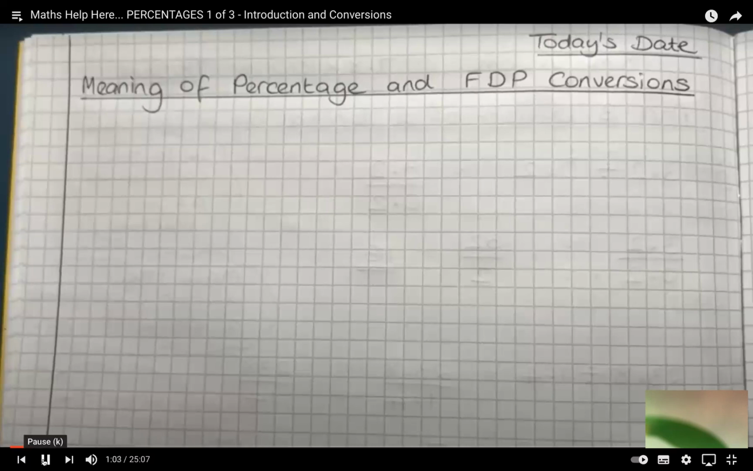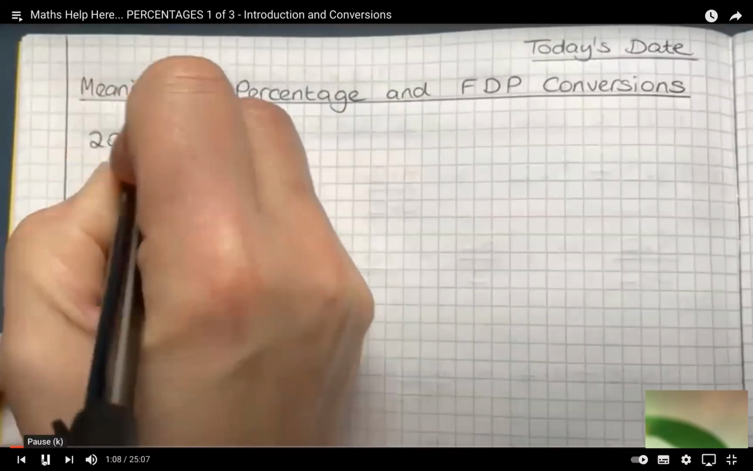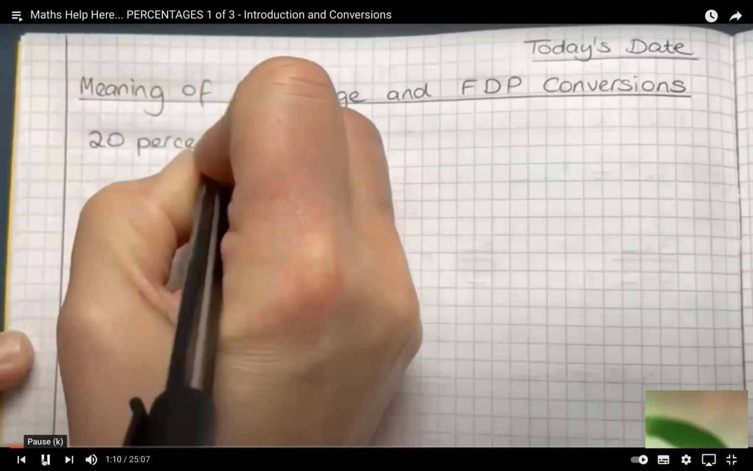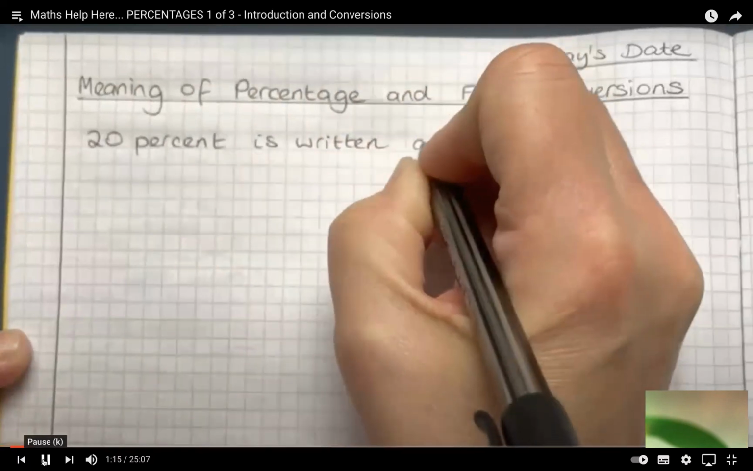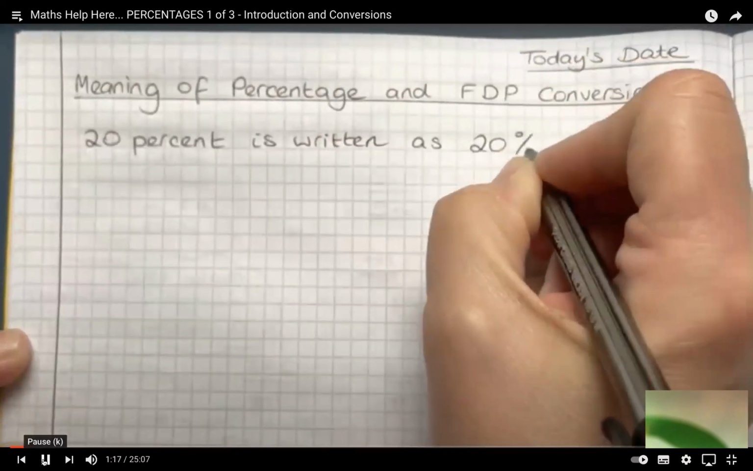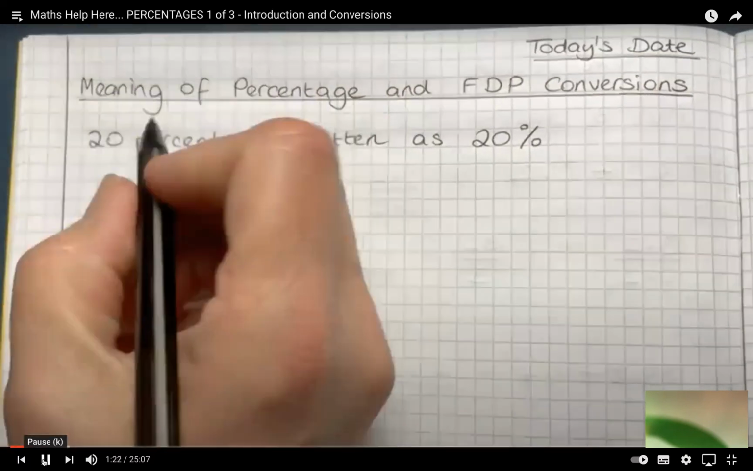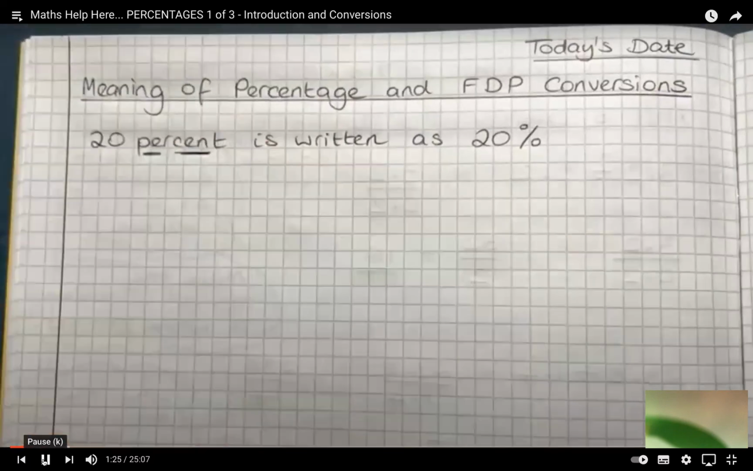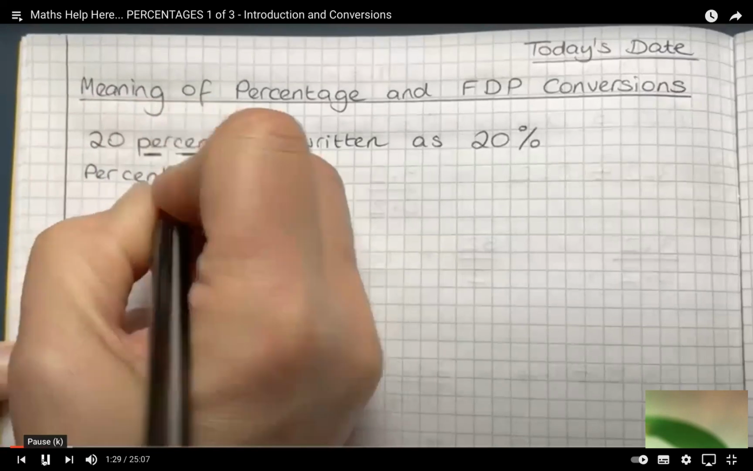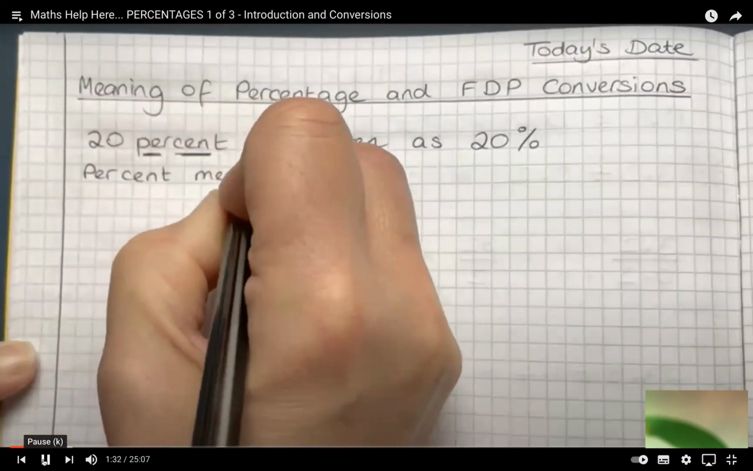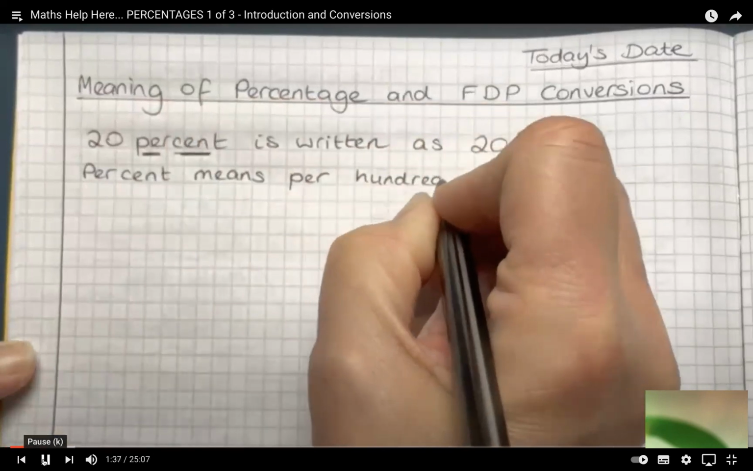Firstly, let's just talk about what it looks like. So we write 20%, for example, as 20%. I'm sure most of you have seen that percentage sign. But what does percent actually mean? Percent means per 100 or out of 100.